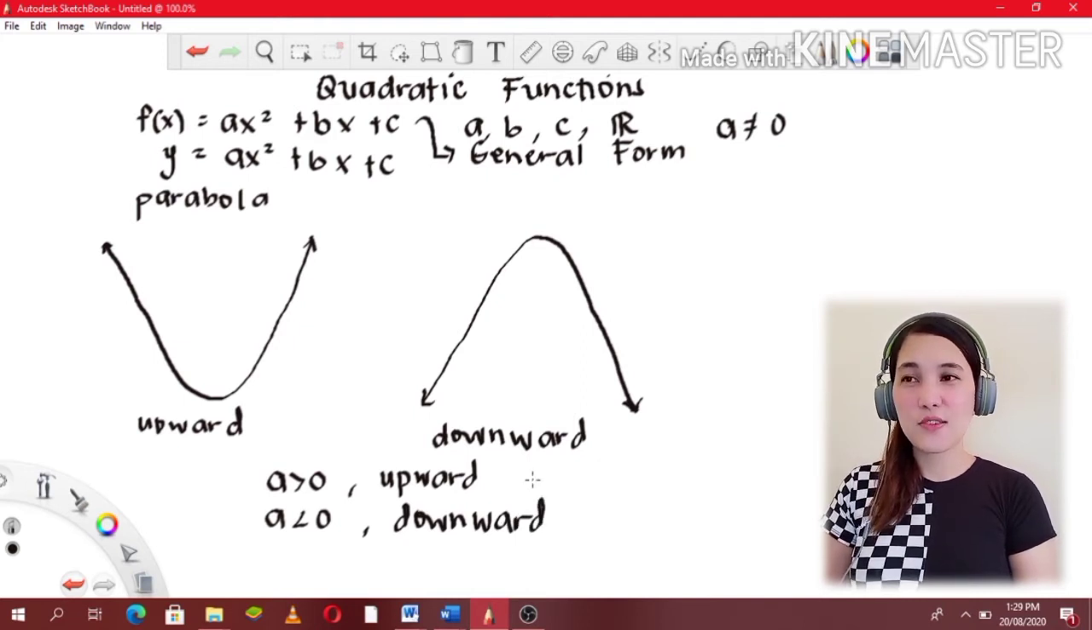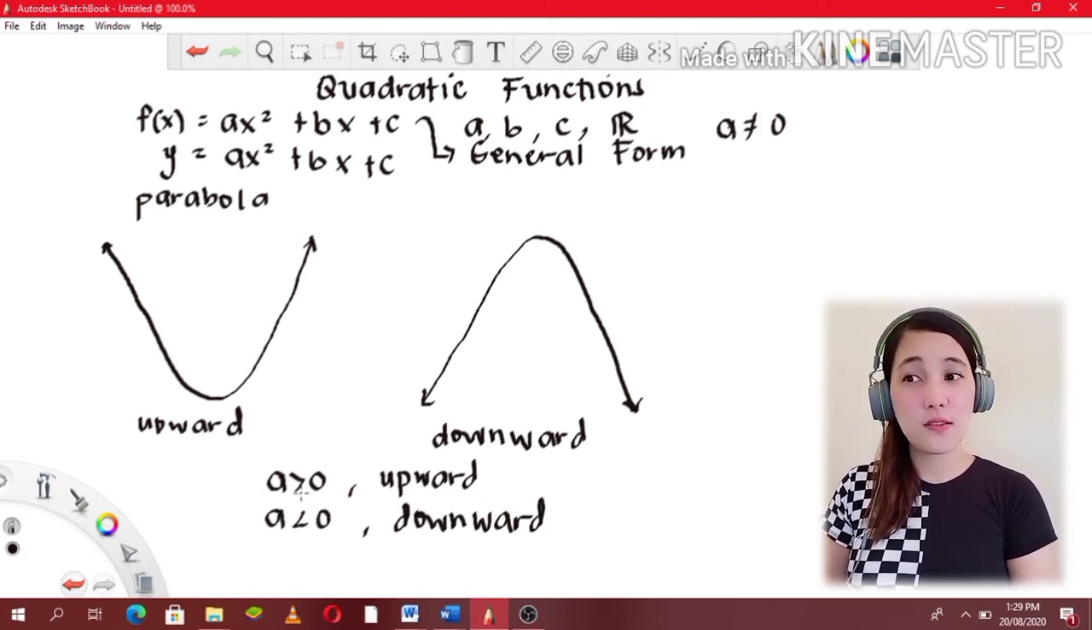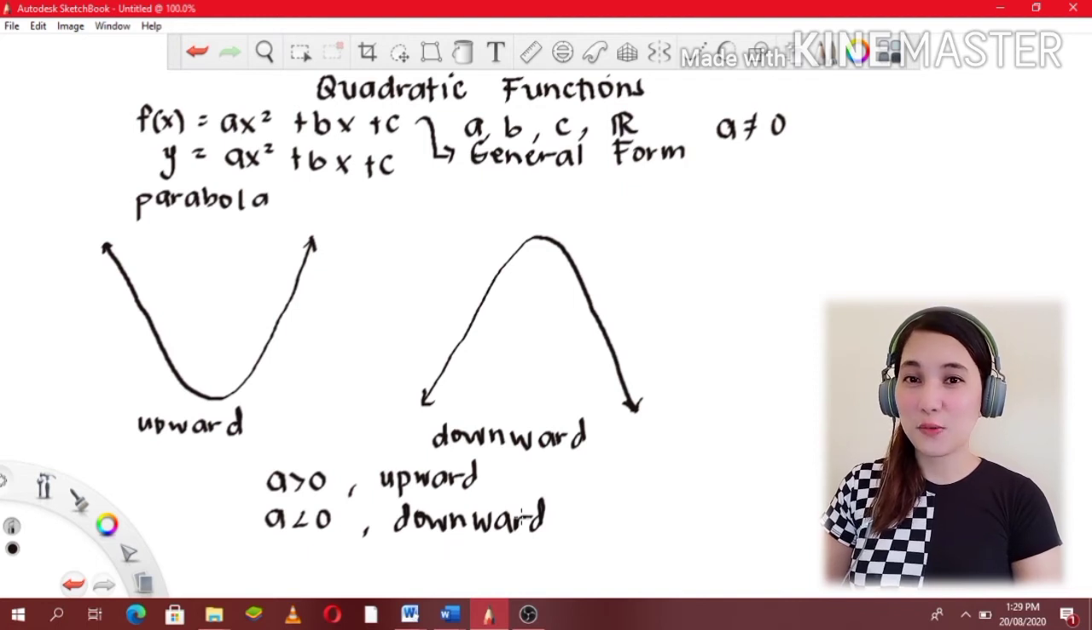So at the moment that we see the function itself, we can identify if the graph will open upward or downward. Again, if a is positive or greater than 0, the opening is upward. And if a is less than 0 or negative, the graph will open downward.